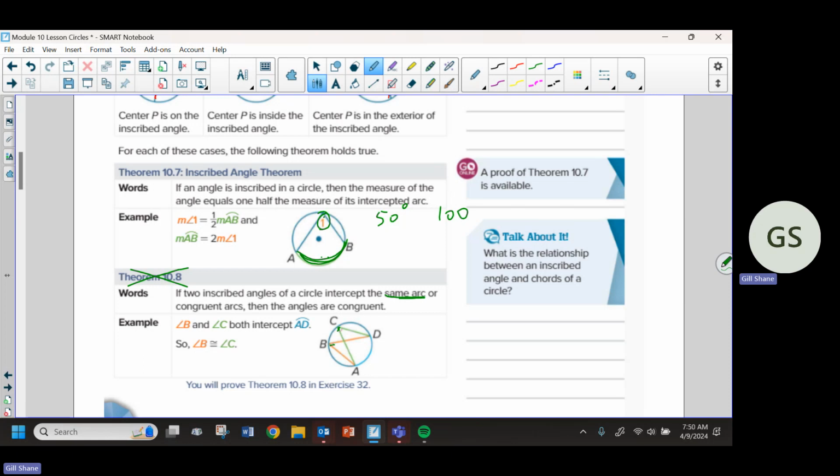What am I going to do to both of them to get the measure? I'm sorry, the angle is the same. What am I going to do to both of them to get their arc? I'm going to multiply by two, so I'm going to get the same number. I don't care if it intersects the same arc or not. If I have the same angle and I multiply both of them by two, I'm going to get the same arc. If you start with two different inscribed angles that are the same, you're going to have the same arcs because you're just multiplying both of them by two to get the arc. So I think that's kind of a dumb theorem.